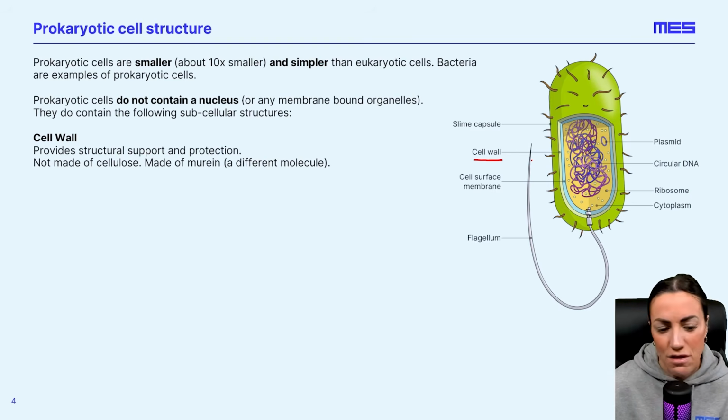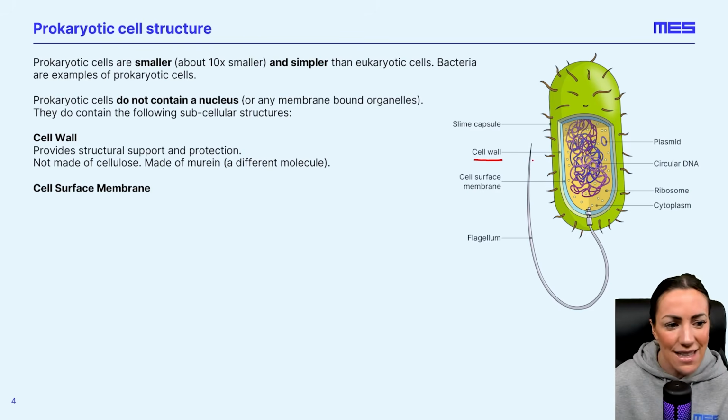Now, you don't have to remember the name of that molecule, but you should be able to give it as a difference between, say, a bacterial cell and a plant cell. They both have cell walls, but the cell wall of a bacterial cell is not made of cellulose, whereas the cell wall of a plant cell is made of cellulose.